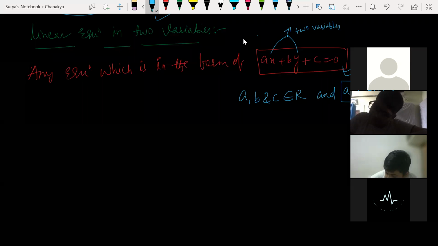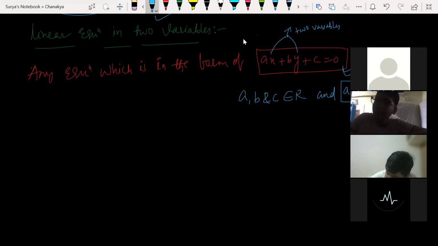If it is equal to 0, what is going to happen? c is equal to 0 will happen, and then it is not going to be a linear equation, isn't it? So what is the meaning of linear? The highest power of the variable is supposed to be 1. It could be the x variable, it could be the y variable, it could be any variable, but the degree of that particular variable must be 1. Getting my point? That is the basic concept.